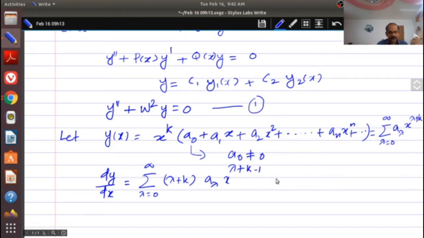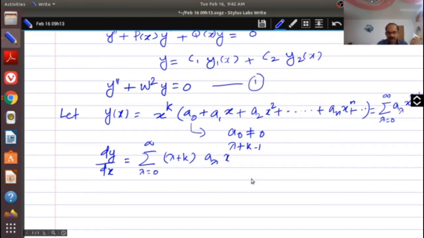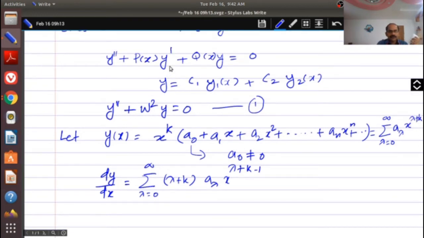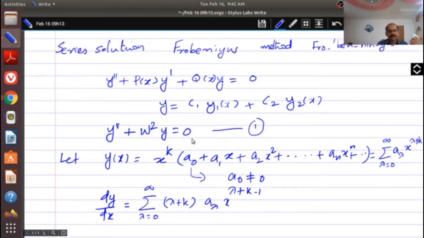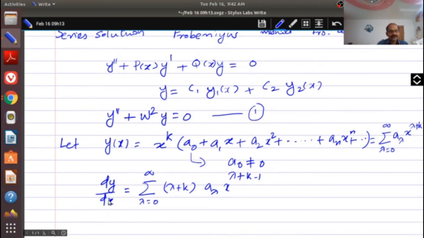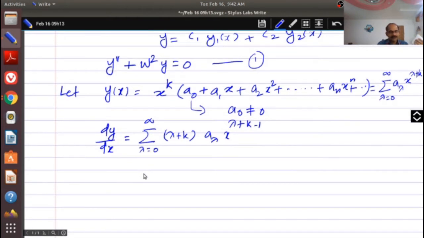And what will be d squared y by dx squared? We need it, because what we are trying to do is find y dash and y double dash. Okay, and we will substitute back in this equation. That's it. In this equation you don't need dy by dx, but to find out d squared y by dx square, we need this.